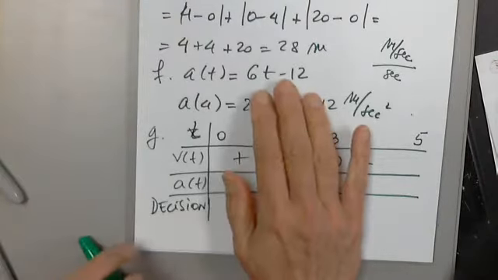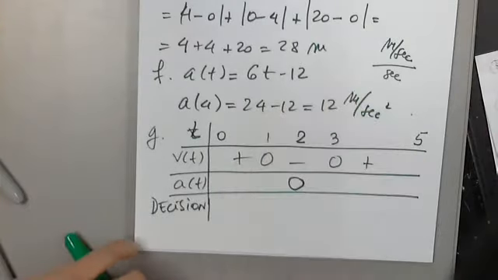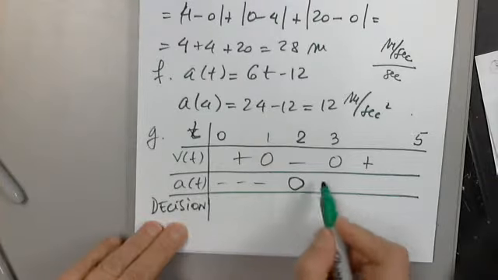What will be the sequence of the signs for 6t minus 12? If it's a linear function with a positive slope, it will be this sequence. If it has negative slope, it will have this sequence. So which one is it? So then it's the same.